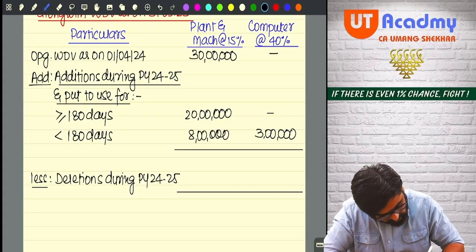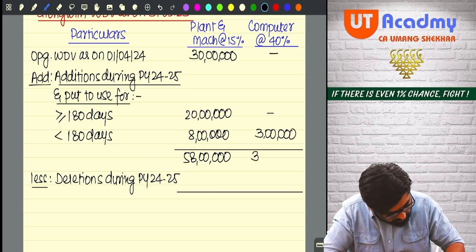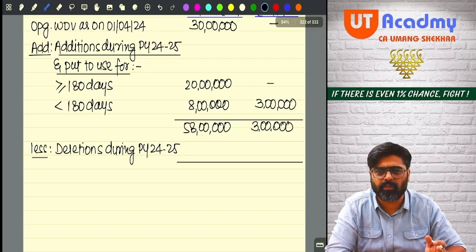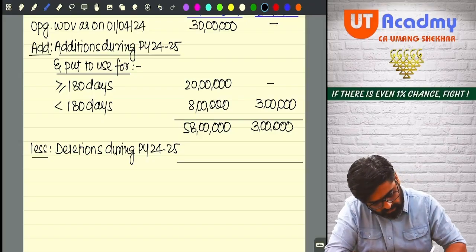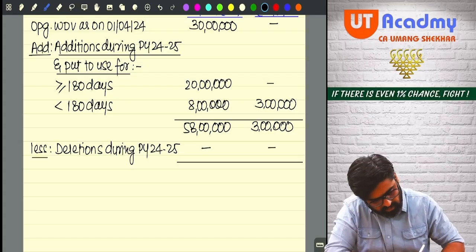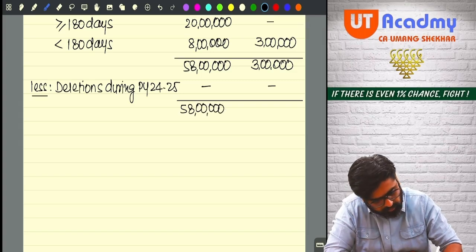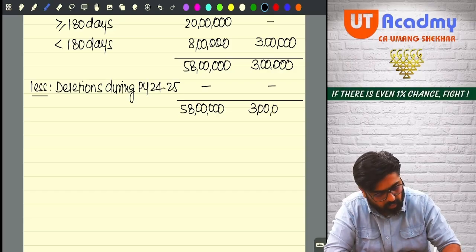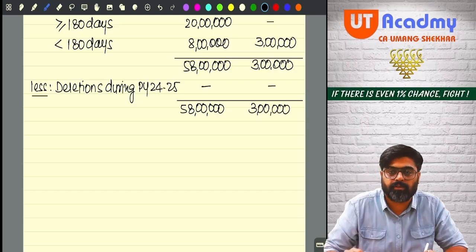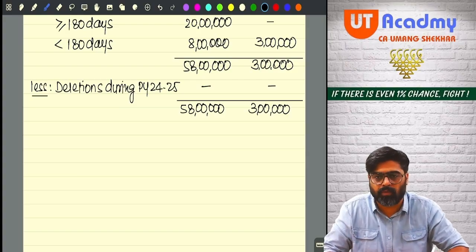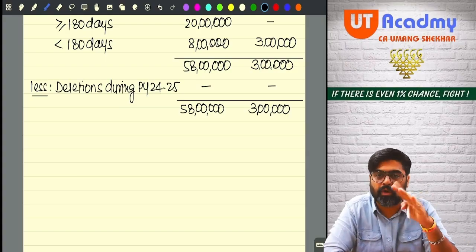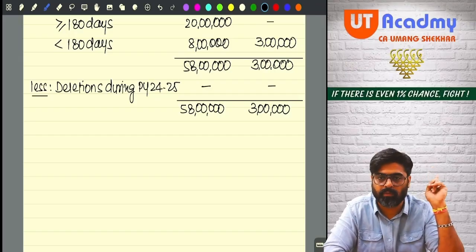So can I say now the total is 58 lakhs over here and here it is 3 lakhs. Are there any assets sold from any of the block in this year? No, na? Then dash. Okay. Now can I say the depreciable value as on the last day of the year is 58 lakhs and 3 lakhs. On this value only I have to calculate normal depreciation. So normal depreciation will be calculated on this amount. Now normal depreciation will be reduced out of this to get what? The closing WDV. Yes or no?